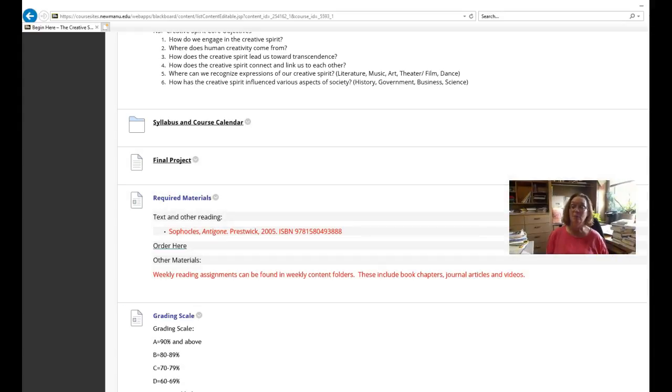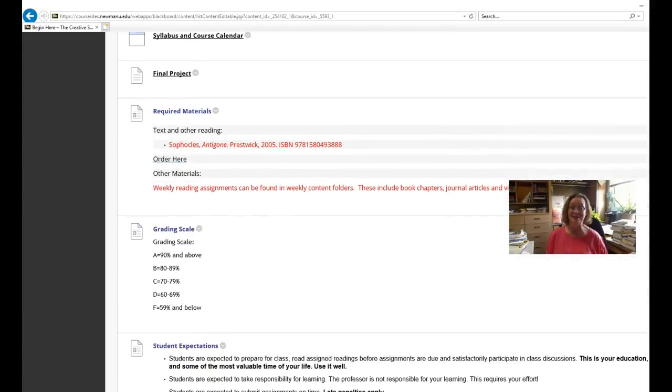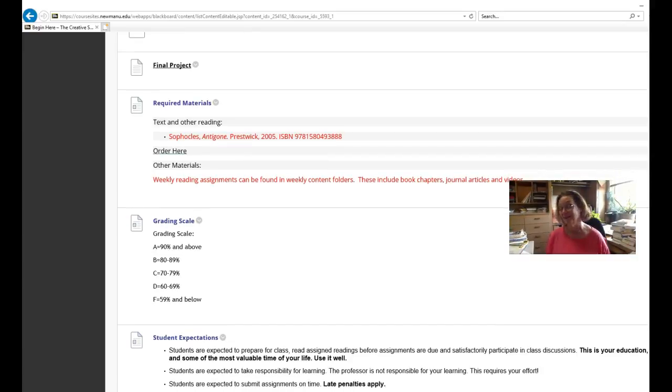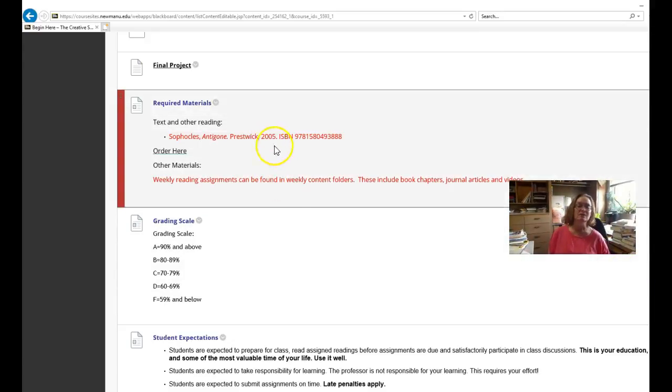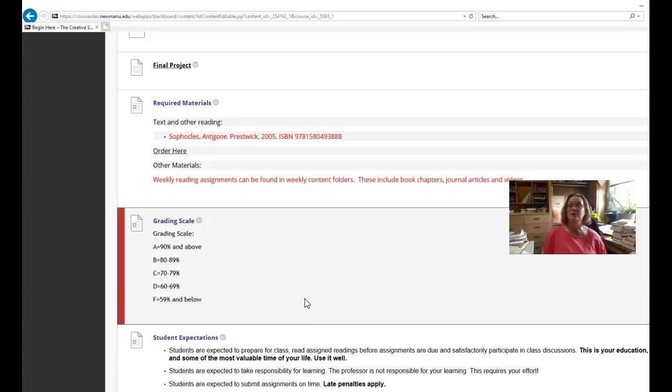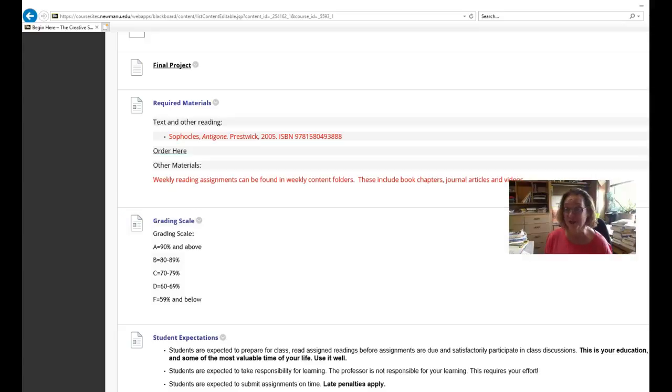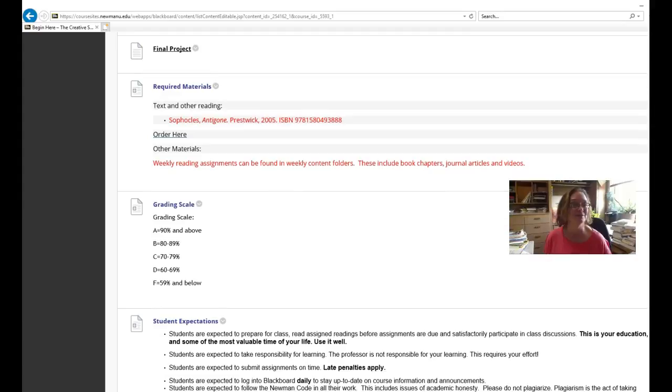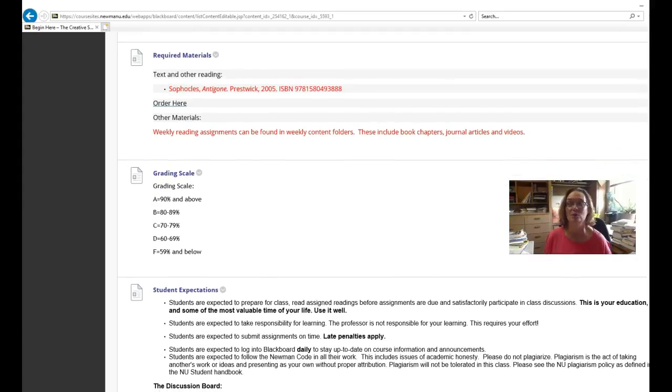The only book you need to buy is Sophocles' Antigone. This is a play from ancient Greece. It's rather short, and if you like, get going. Get it now. I have the Prestwick edition because I like the introduction, but if you're able to get this on your Kindle or other electronic device for free, for goodness sakes, go for it. So please get that play. Please do read it. We'll be using the play in our work. Our grading scale, as you can see, is pretty much consistent with the Newman University catalog.